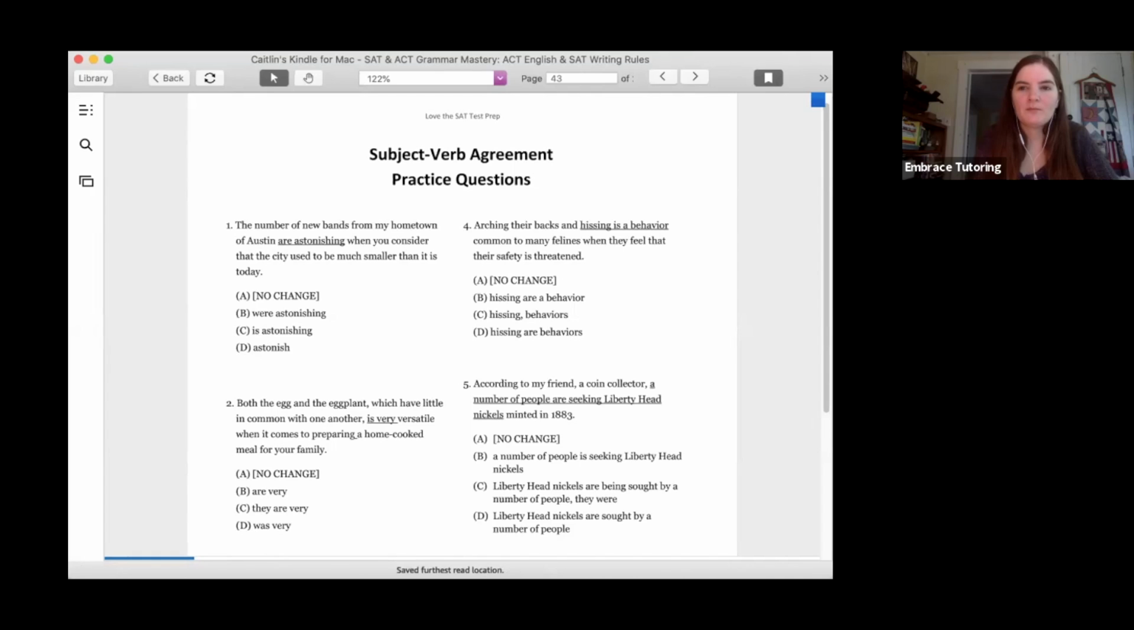Any thoughts? So, okay, someone has an idea. Someone is saying A, and another person thought D. So what does the class think? Is it A or is it D? And why is it not B or C? What's happening in this sentence?